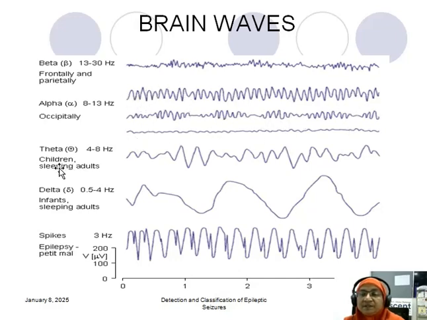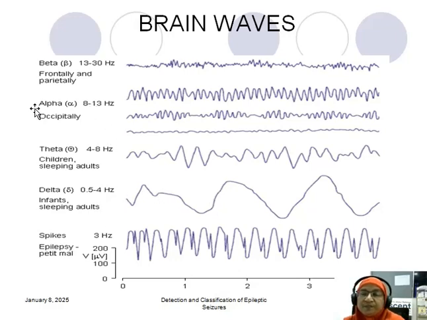For a sleeping adult, or children up to 8 years, the theta wave is 4 to 8 Hertz. For children, this is normal. For a sleeping adult, this is normal. Similarly, when a sleeping adult goes into deep sleep, the signal will go from 0.5 to 4 Hertz. For infants also, the signal will be from 0.5 to 4 Hertz.